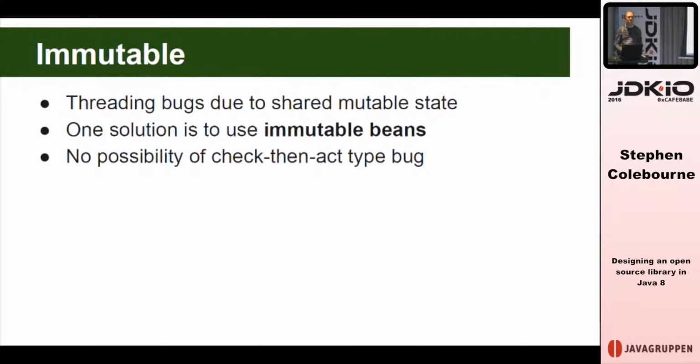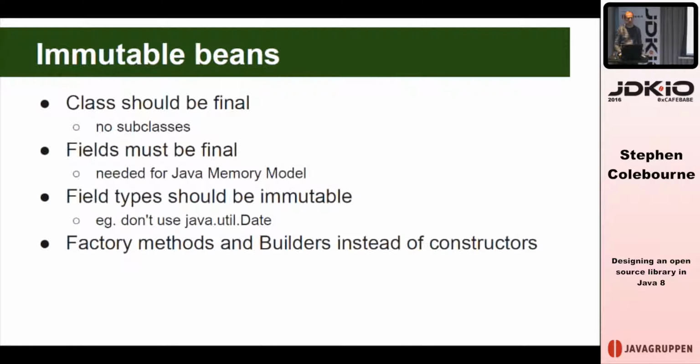So we've taken the opinion in Strata that it's time to use immutable data objects everywhere, because threading bugs are fundamentally about shared mutable state. If you take away shared mutable state, you take away probably the majority of bugs to do with concurrency. Now, the question is, how do you create these immutable beans?